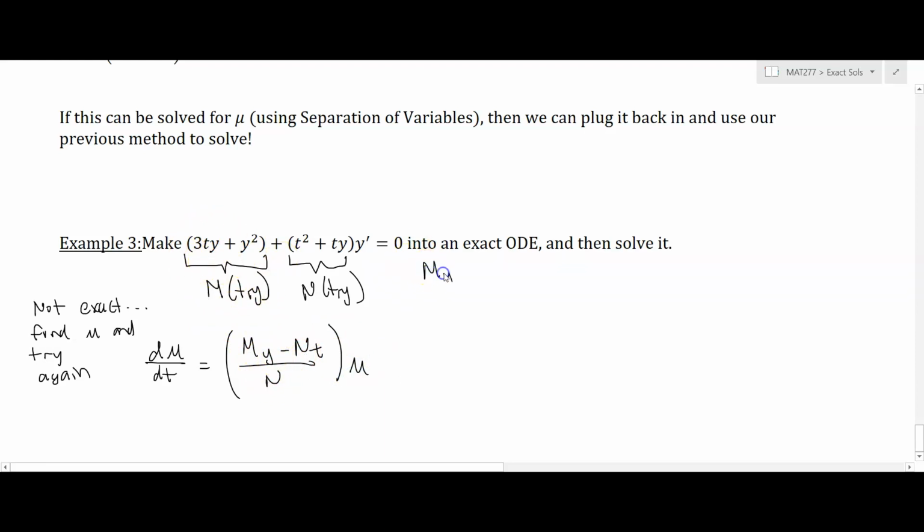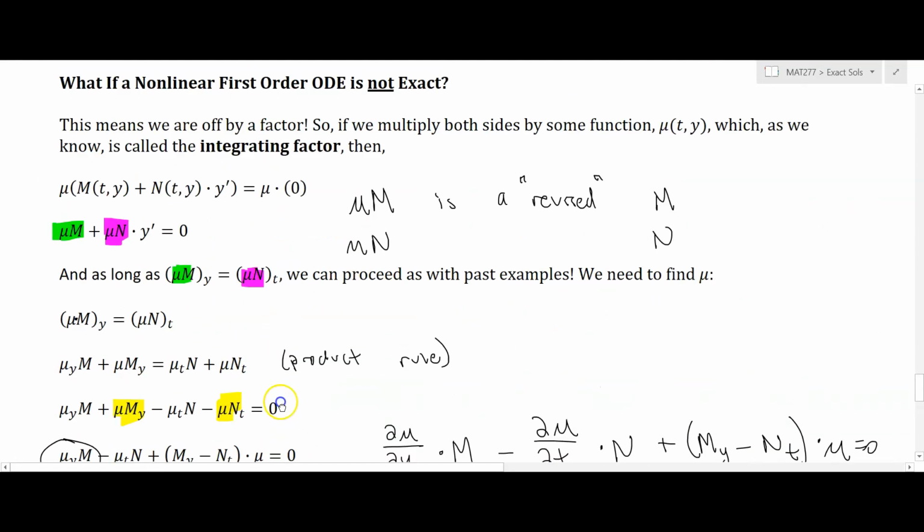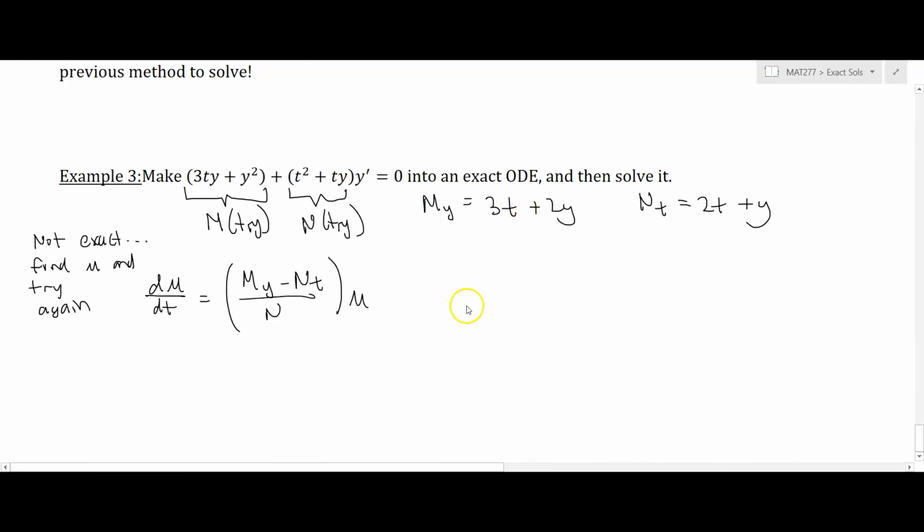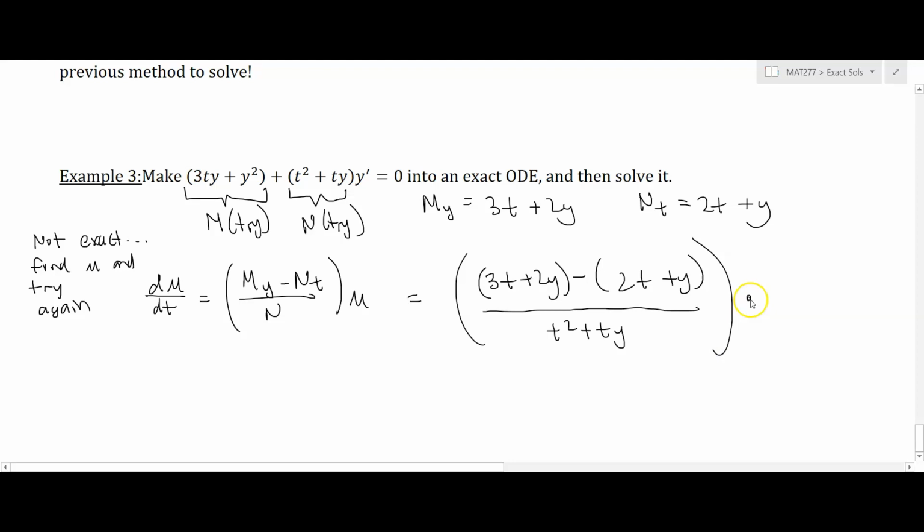m sub y is the derivative of m with respect to y. So the derivative of 3ty will be 3t, and the derivative of y squared will be 2y. We've already calculated these, in fact, so we don't need to do it again. n sub t, we said, was 2t plus y, and that should be exactly what we came up with up here. 2t plus y. All right, so we're close. This is not a long process after this. Now I can just plug in what I have. m sub y is 3t plus 2y, minus n sub t, which is 2t plus y, all divided by n, which is t squared plus ty, multiplied by mu.